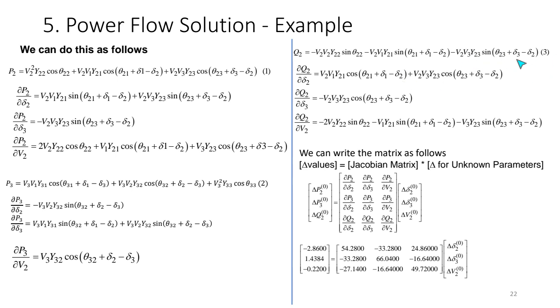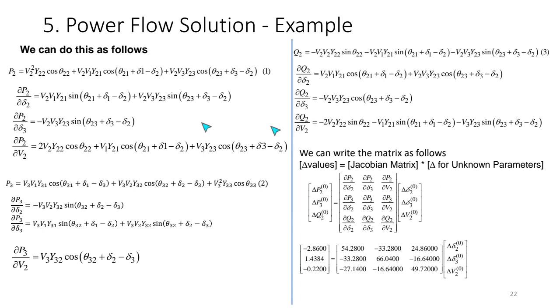And the last term, if you look, delta 2 again becomes minus 1, and this minus is plus, and sine becomes cos in the partial derivation. So V2, V3, and this term as it is. The same thing is done for delta Q2 versus delta 3 and delta Q2 versus delta V2.